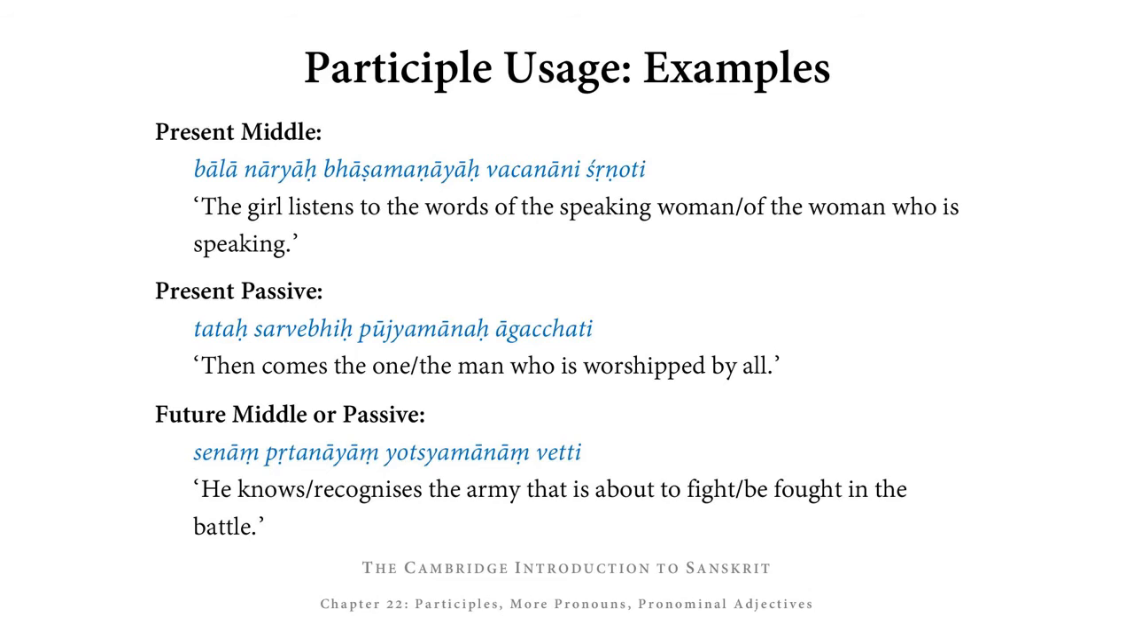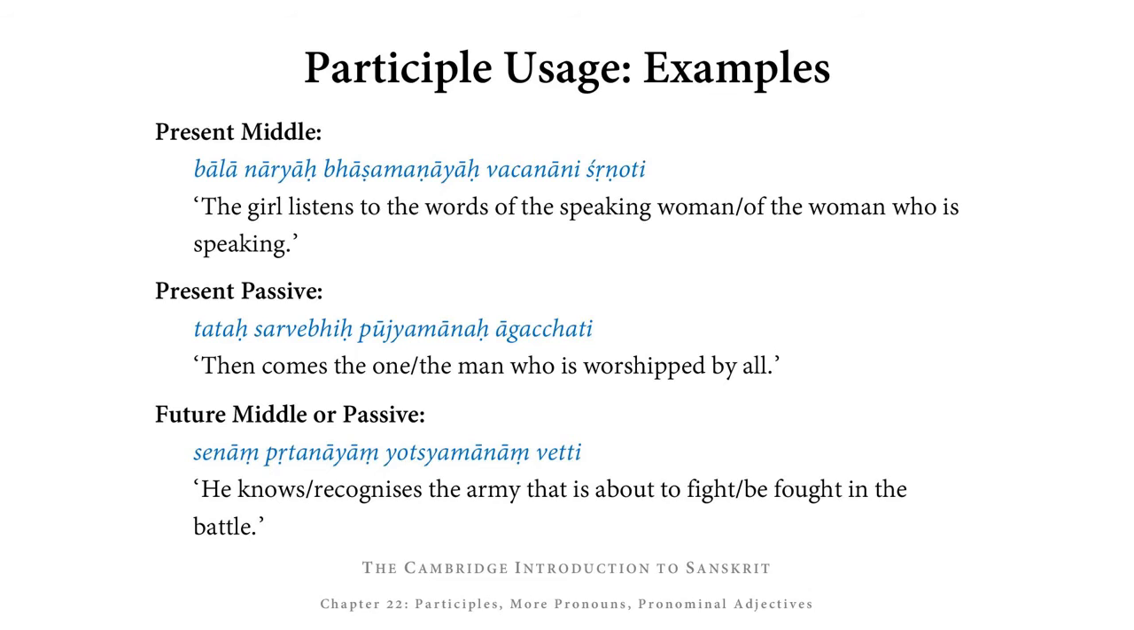Then, present passive participle. Tatāś sarvebhiś pūjyamānāś āgacchati. Tatāś, then, āgacchati, there comes, pūjyamānāś, the being worshipped one, specifically the sarvebhiś pūjyamānāś, the by everyone being worshipped one. And that in better English would be the one, or given that the participle is masculine, the man who is worshipped by all.